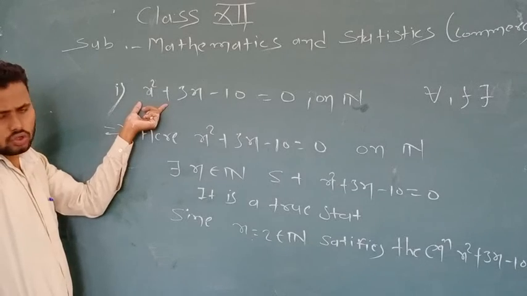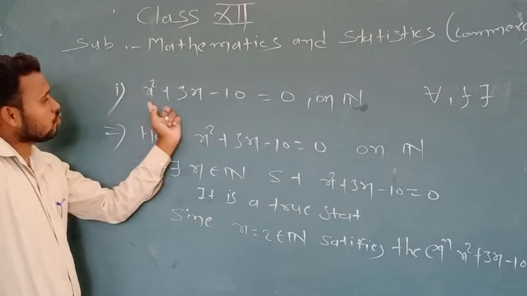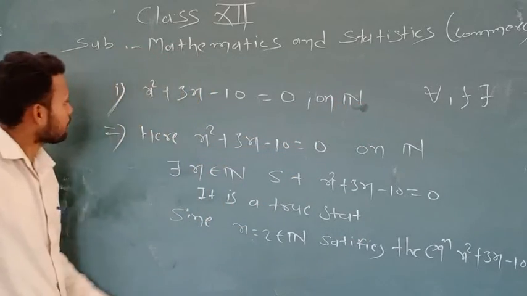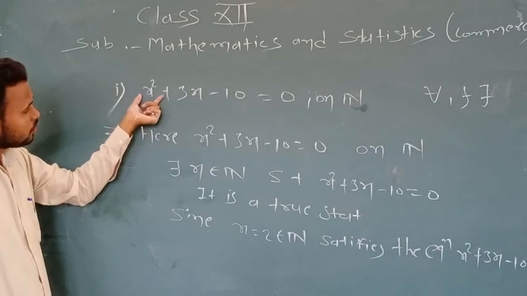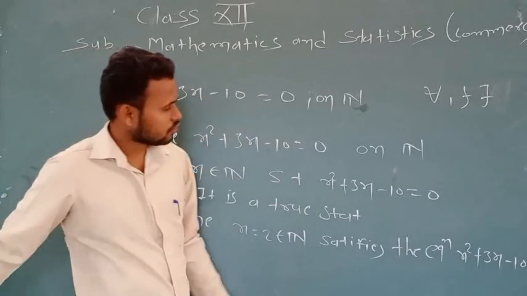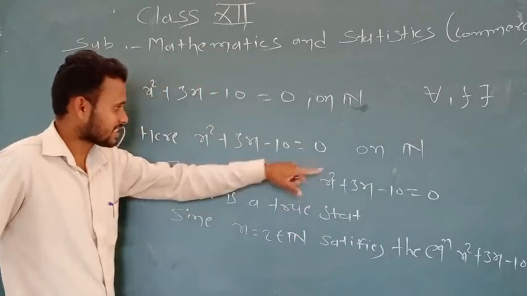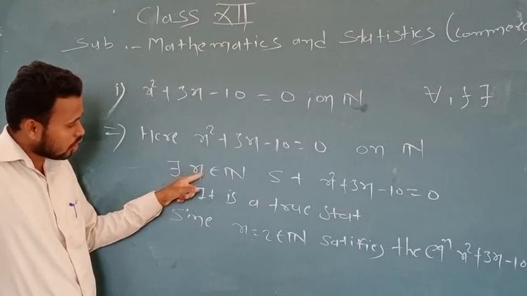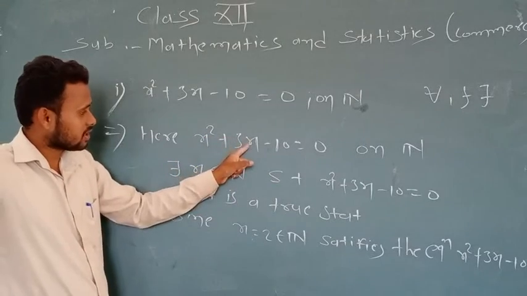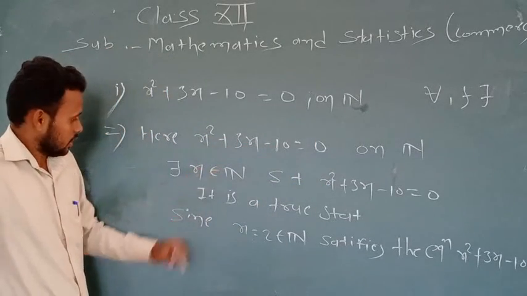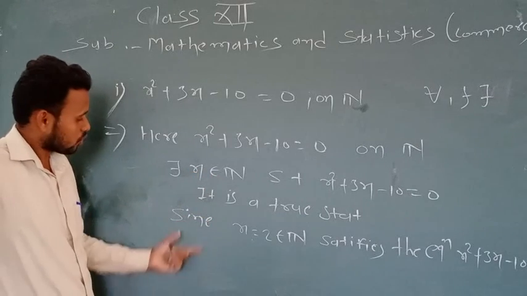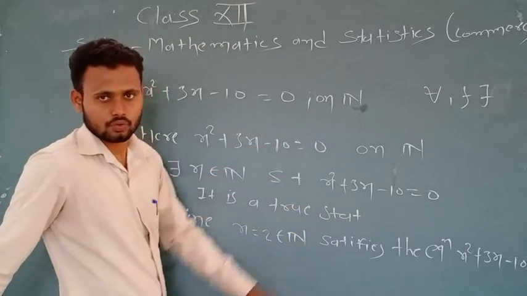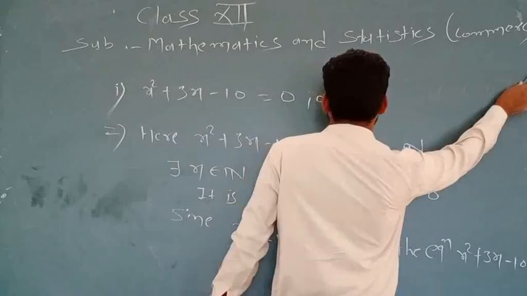The question was: use quantifiers to convert the following open sentence defined on a natural number n into a true statement. Here, given x square plus 3x minus 10 which is equal to 0, defined on natural numbers, meaning a natural number should satisfy the equation. So there exists x belongs to natural number such that x square plus 3x minus 10 which is equal to 0, it is a true statement. Therefore, since x equal to 2, a natural number, satisfies this equation, which is the required answer. Thank you.